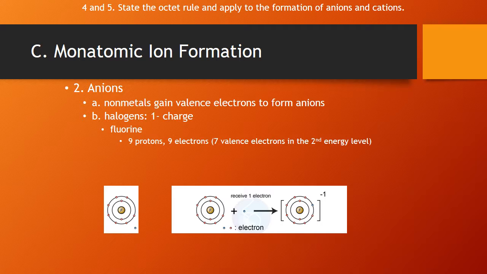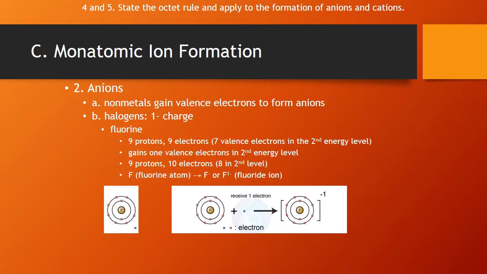And so nonmetals, because they already have lots of valence electrons, tend to gain electrons whenever they form ions. So we can see that the fluorine gains the 1 electron to go to the second energy level to fill its octet, making it the most stable it can possibly be. So it now has 9 protons and 10 electrons, 8 of which are in that second level, filling that octet. So what we've gone from now is a fluorine atom, where it's neutral, we just write it as F, and now we formed an ion.